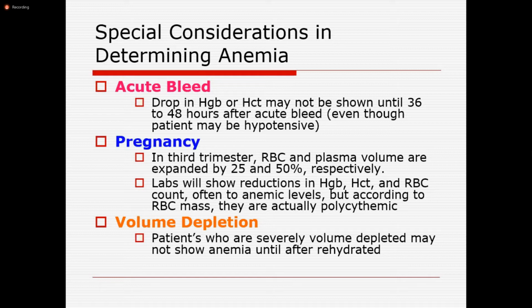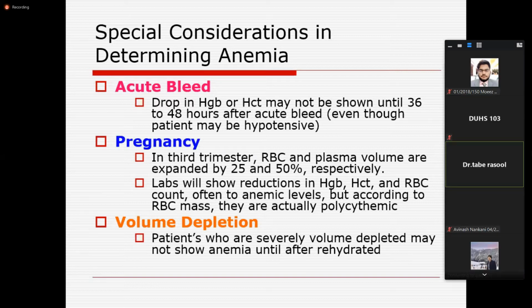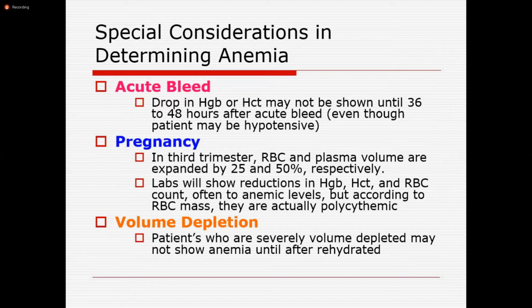Volume depletion: patients who are severely volume depleted may not show anemia until after rehydration. Say for example, if a patient comes to us with profuse diarrhea and vomiting, he is volume depleted. If we get a sample from that patient, it might show normal hemoglobin. But when we rehydrate, because this is relative to the circulating volume, if the volume is low, then our red cell count will relatively be high. After rehydration, when we check the hemoglobin concentration, it will be low. There's a huge difference. We often see this in our practical life.